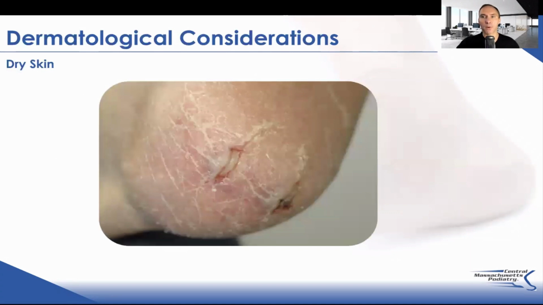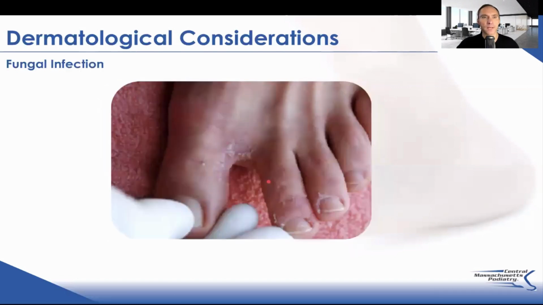Dry skin can be a problem with our diabetics because they can have autonomic neuropathy. So along with sensory neuropathy, they also have autonomic, and that affects the sweat glands. And many times they can get dry skin, which makes them more prone to fungal infections and heel cracking. And here's an example of a heel crack or a heel ulcer that opened up that was very hard to heal for this patient. Fungal infections are also important for our patients.